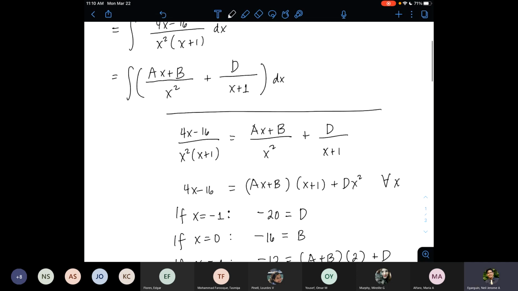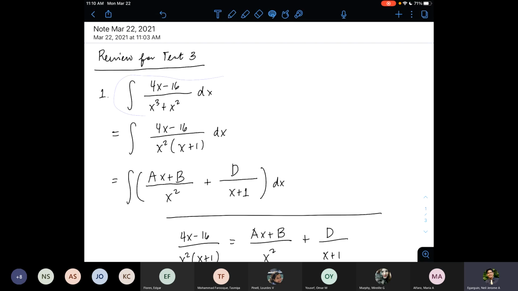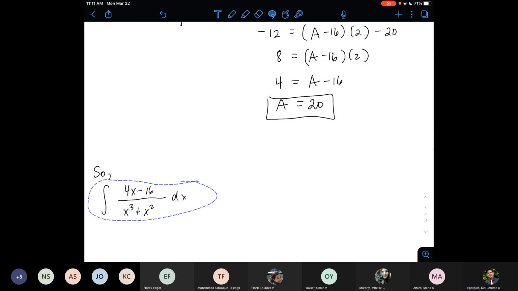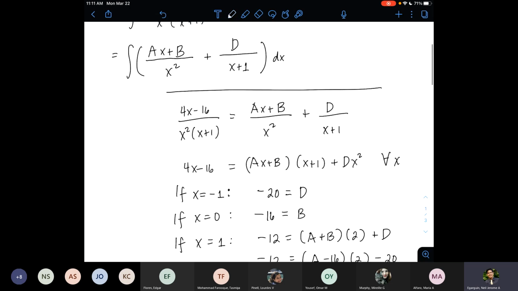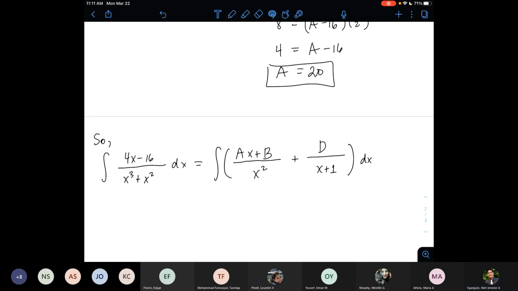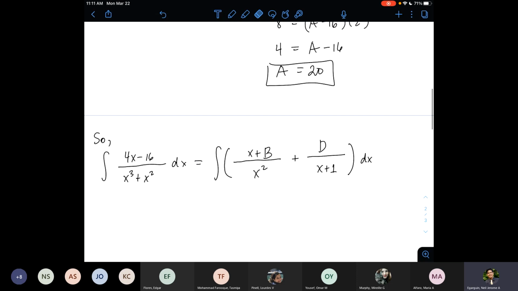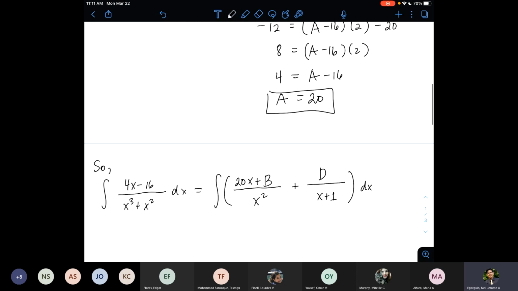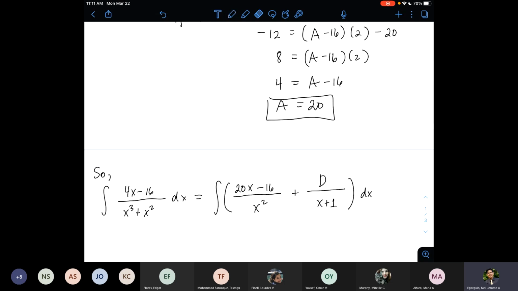So the original integral that we have, let me just put that here, is equal to, in the decomposed form, so let me copy this. Okay. But now we already know the unknown constants. So we have 20 there. B is minus 16. And then D is minus 20. Okay.